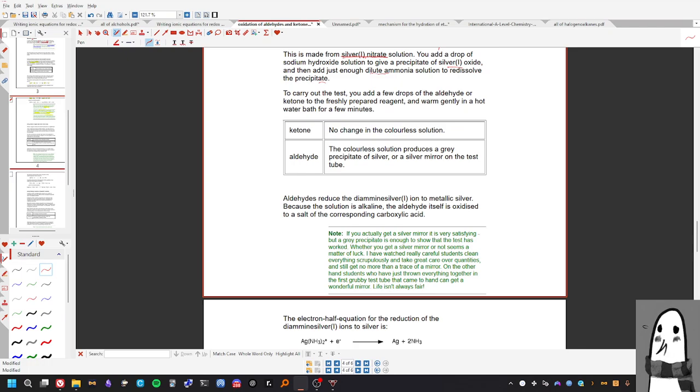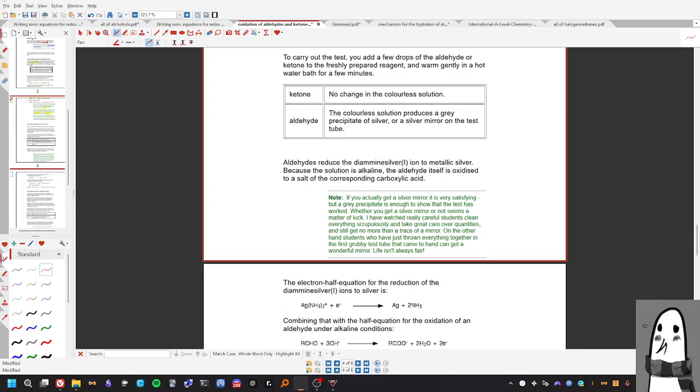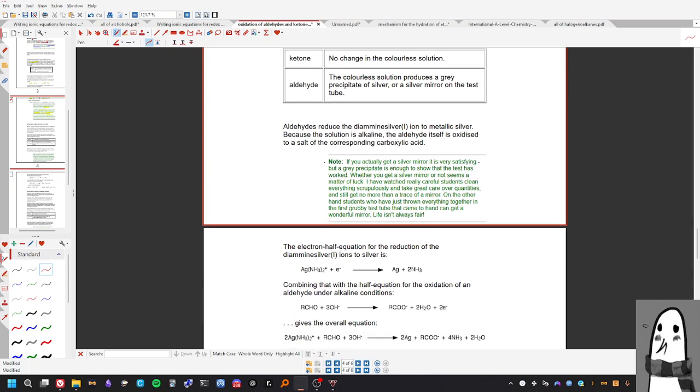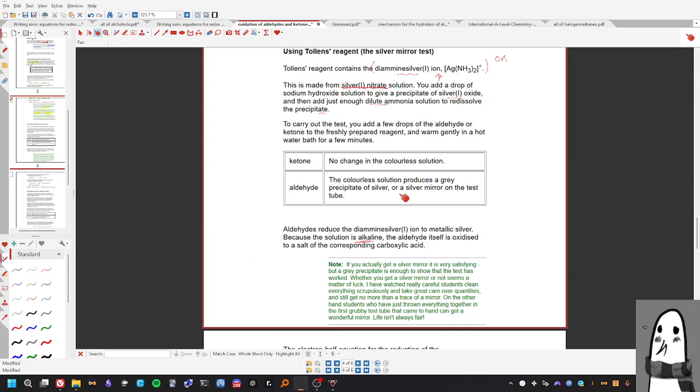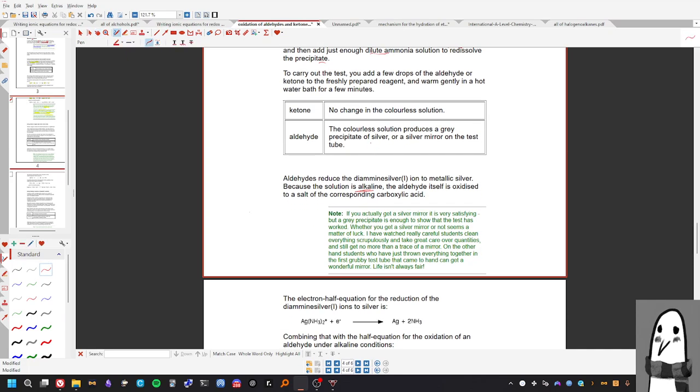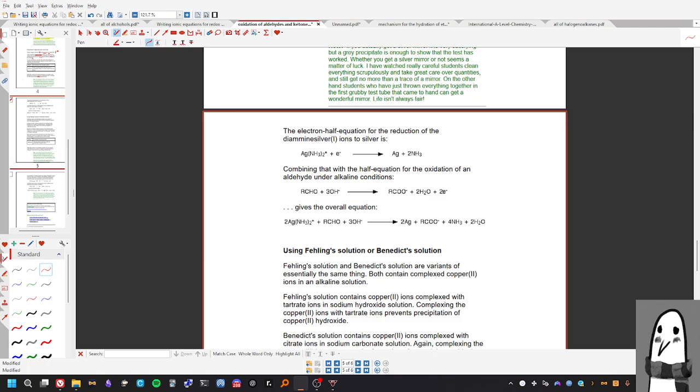No change with a ketone, and with an aldehyde, the colorless solution produces a gray precipitate of silver, or a silver mirror, on the test tube. Aldehydes reduce the diamminesilver complex to metallic silver, and because the solution is alkaline, the aldehyde itself is oxidized to a salt of the corresponding carboxylic acid. So since this diamminesilver solution is alkaline, it'll oxidize to form the carboxylic acid salt, okay. So you have this and it gets reduced to Ag.